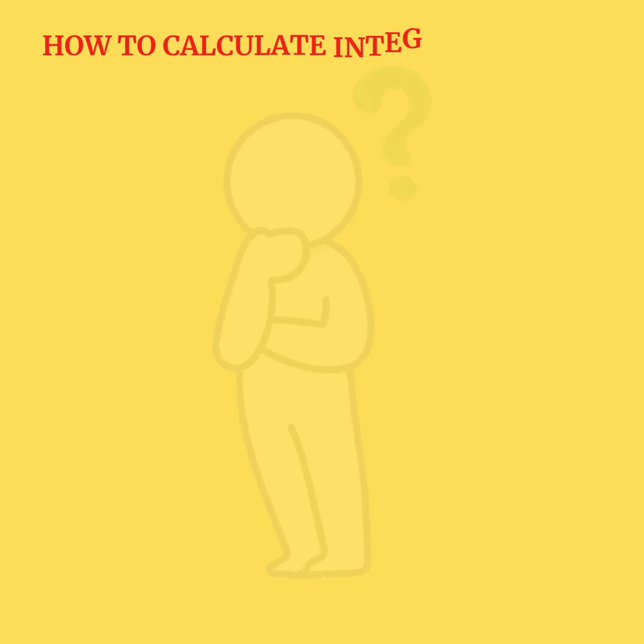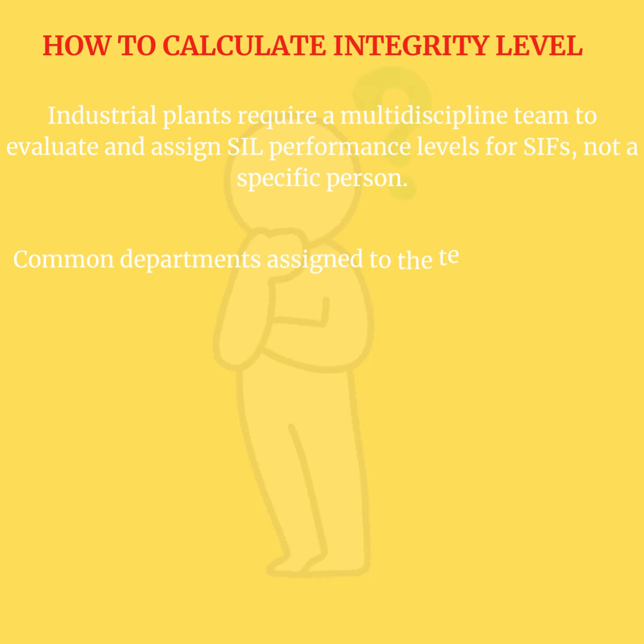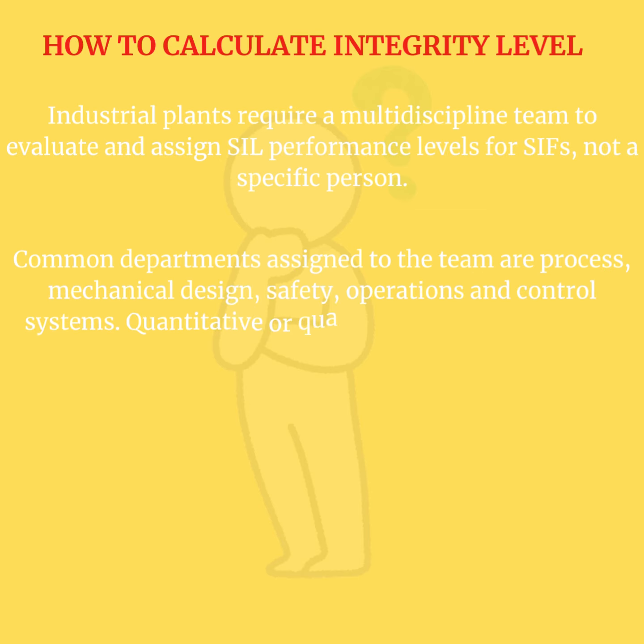How to calculate integrity level. Industrial plants require a multidisciplinary team to evaluate and assign SIL performance levels for SIFs, not a specific person. Common departments assigned to the team are process, mechanical design, safety, operations and control systems. Quantitative or qualitative analysis is used to calculate the SIL of each SIF.